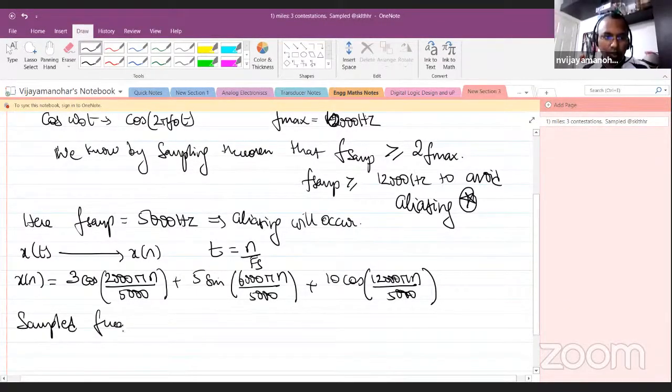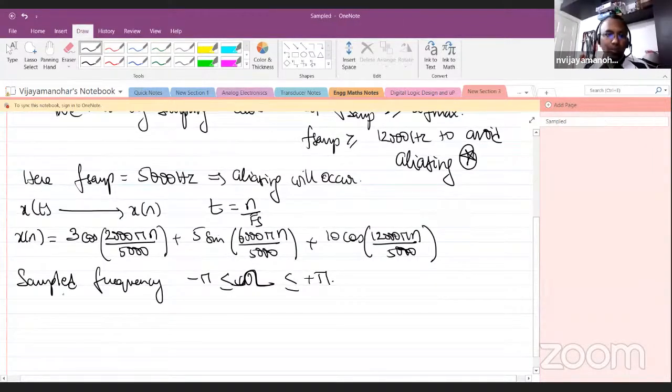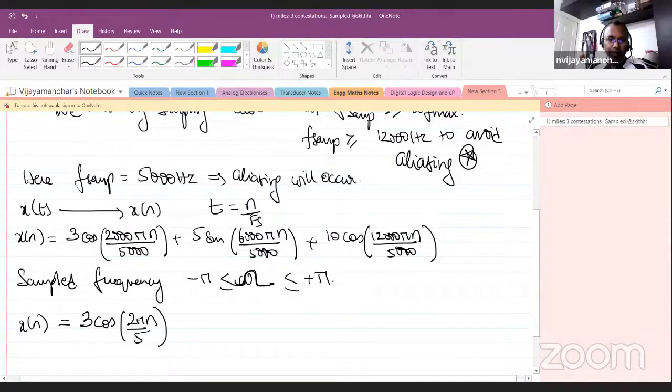And we know the sampled frequency omega will be in the range of minus pi less than or equal to omega less than or equal to plus pi, correct? So this sampled frequency cannot be more than pi. Let's see, if I simplify this, what will I get? x of n will be 3 cos 2 pi n by 5. So 2 by 5 pi is less than pi. It can go from minus pi to pi, so no problem.